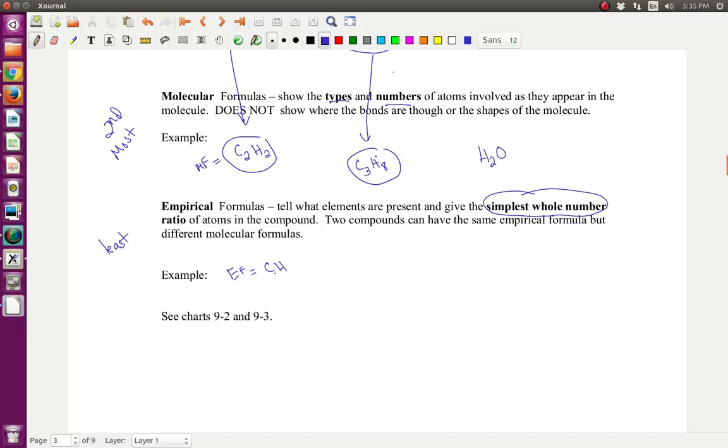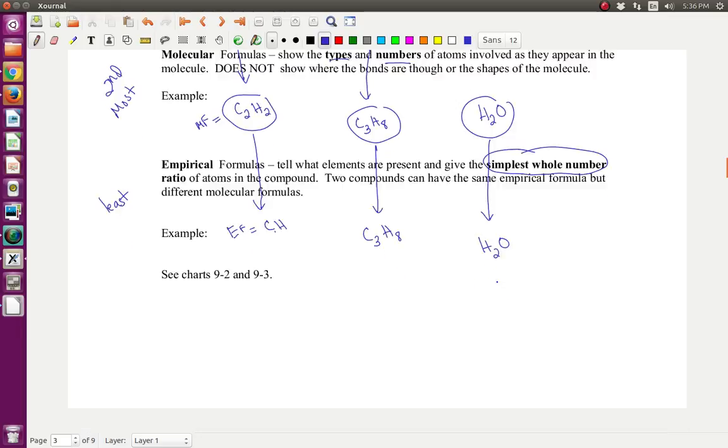What about this one? What's the empirical formula here? Well, that's still C3H8, because I cannot simplify it anymore. So sometimes the molecular formula and the empirical formula will be exactly the same thing if I cannot simplify it. And what about this one? What is the empirical formula for this? It's just simply H2O. Again, I can't simplify it. So that's what you need to fill in for your notes.